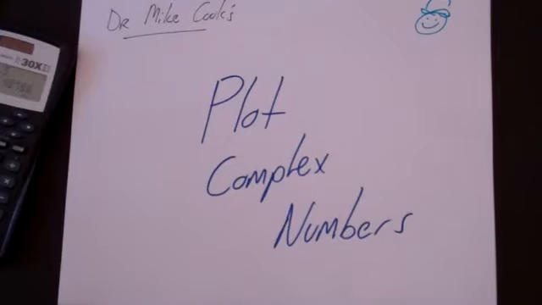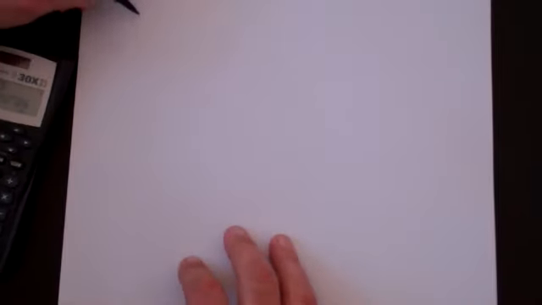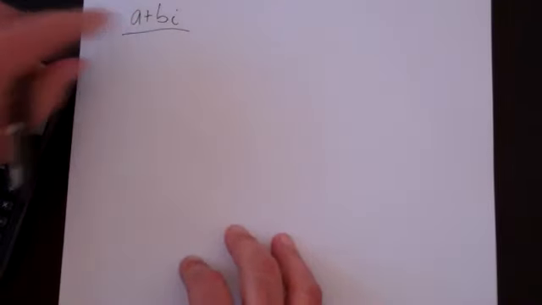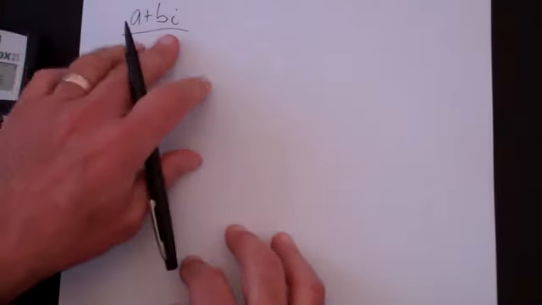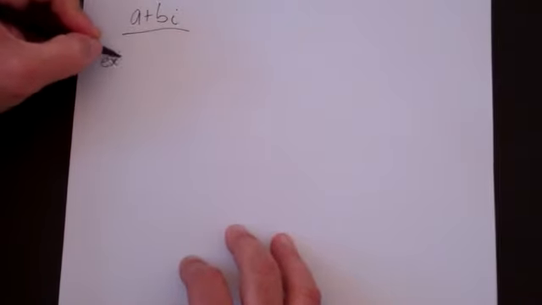Okay, now let's look at plotting complex numbers. This is a very easy problem. It's just something you know how to do. So remember, let's review complex numbers. Complex numbers are written in the form a plus bi, where a is called the real part, bi is called the imaginary part. Let's look at an example.